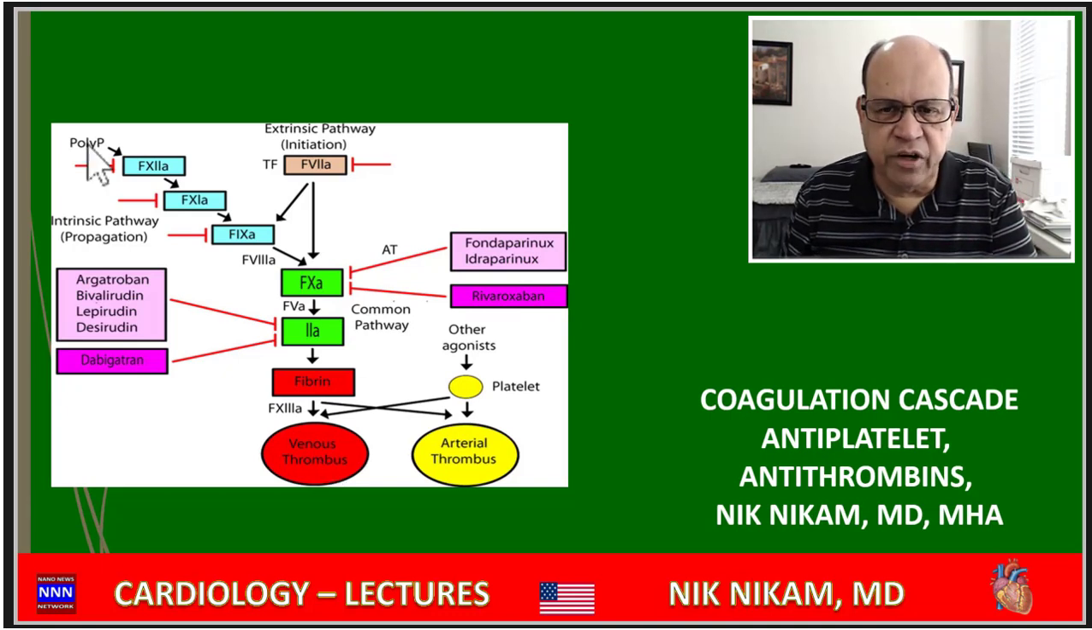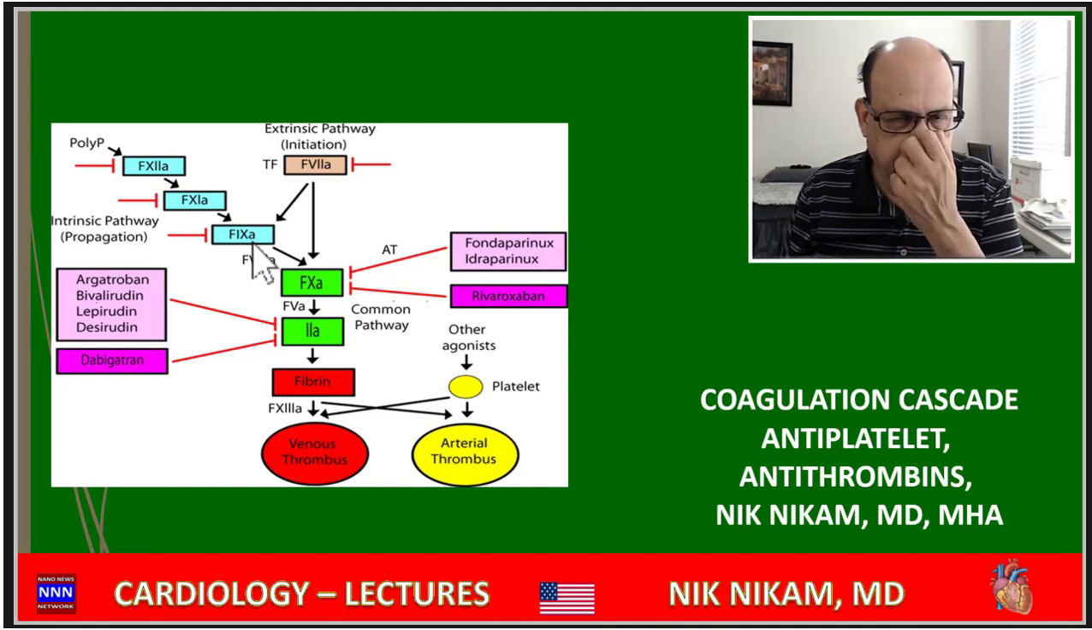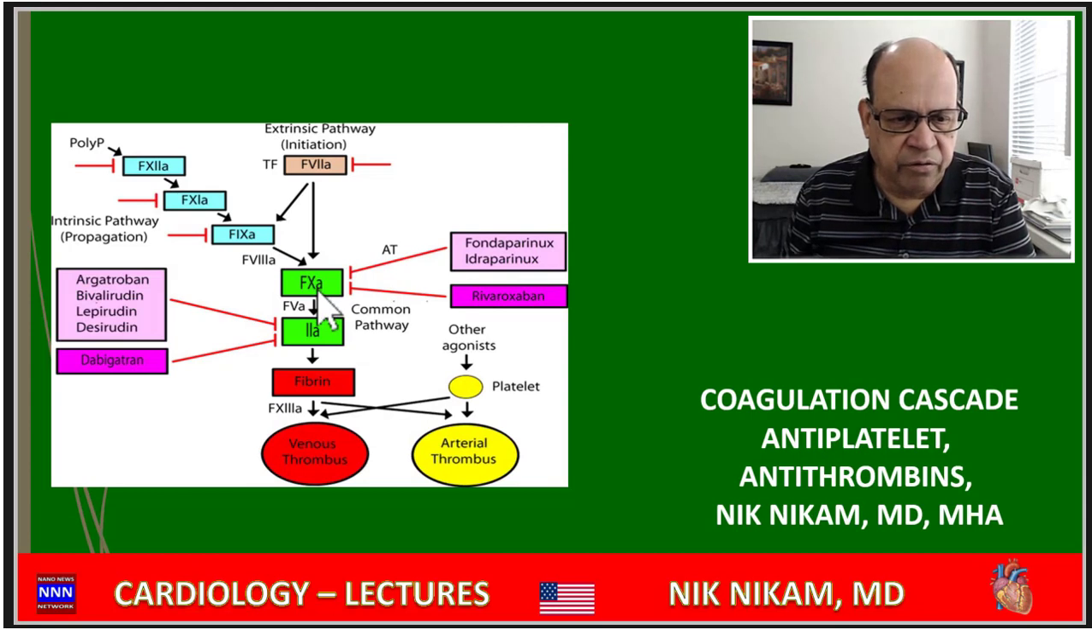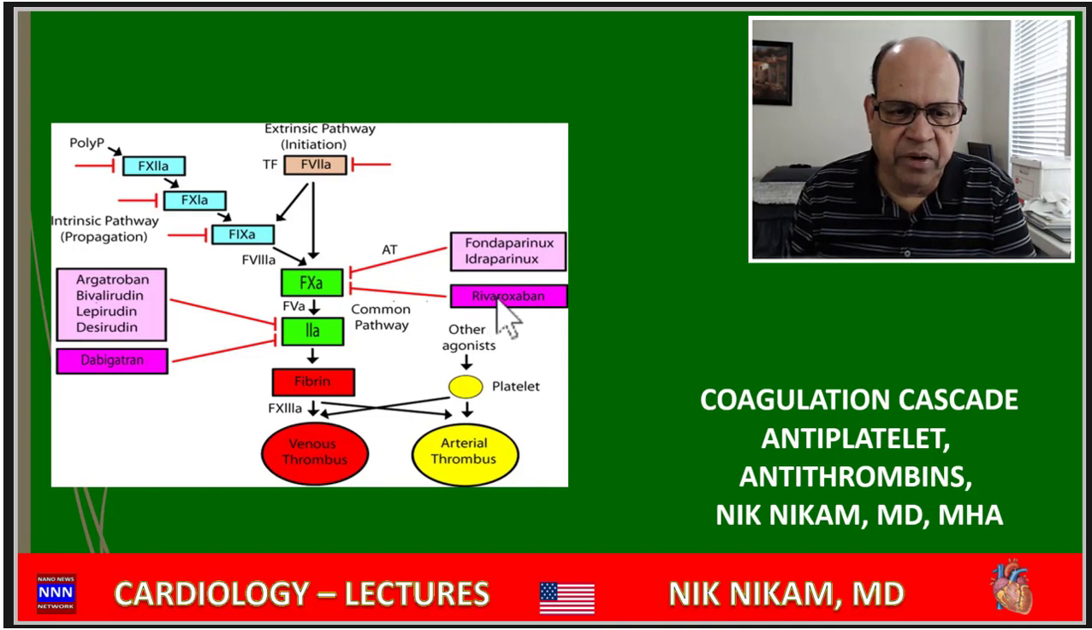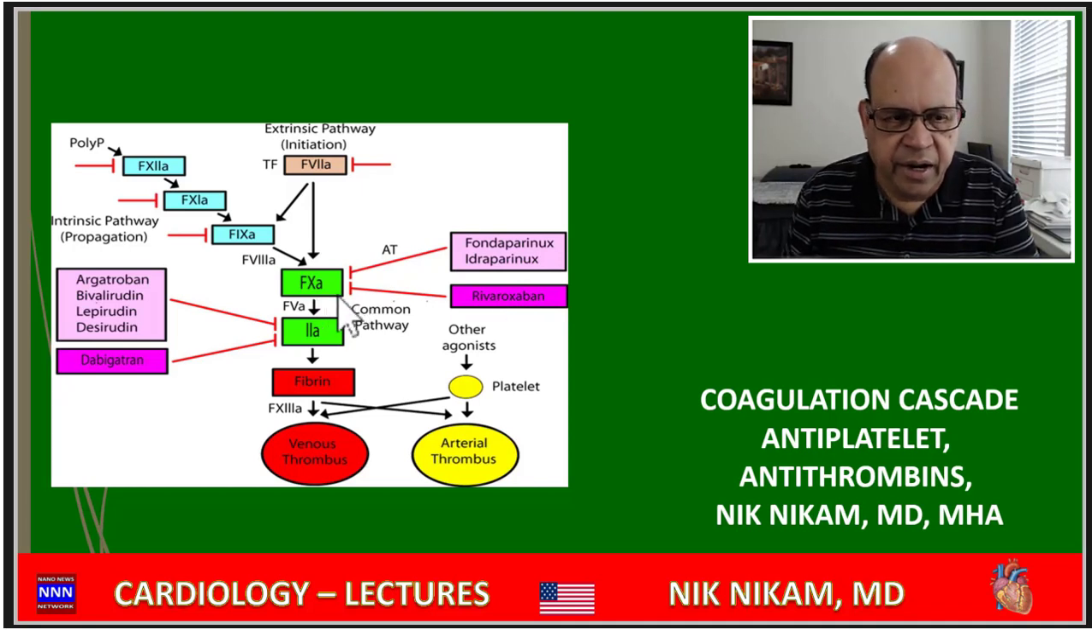Let's look at the intrinsic pathway, which is activated by factor 12A, which acts upon factor 11, and it acts on factor 9A, then it acts on factor 10A, and beyond that we have a common pathway. And here are some of the drugs that we use in routine practice. For example, rivaroxaban. I'm going to talk more about the details of each one of these drugs, their dosages and indications, but rivaroxaban predominantly acts on factor 10A.